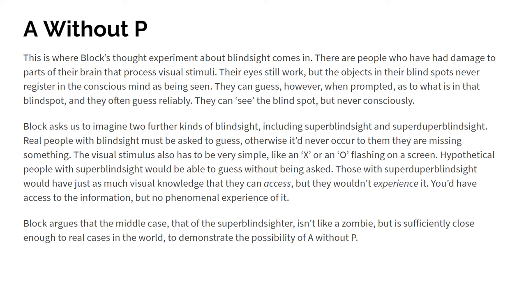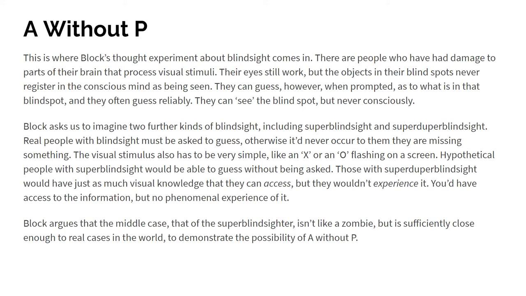It's purely information processing, and it is very weak compared to healthy sight, but it's there. There's access to the data without having a phenomenal experience of the data. So then he says, why shouldn't there be the possibility of this happening a little more accurately? And that's where super blind sight comes in.